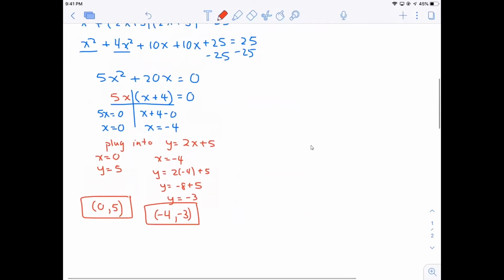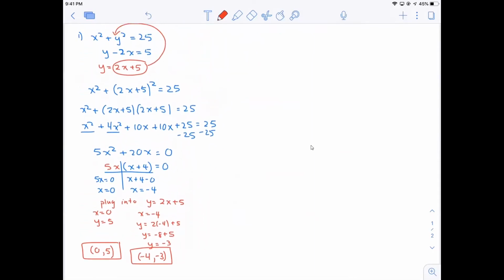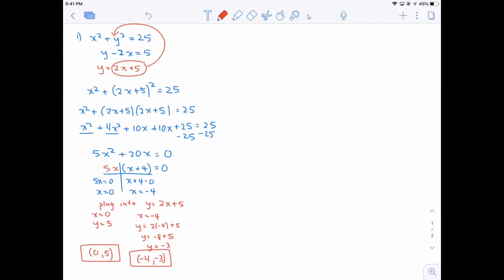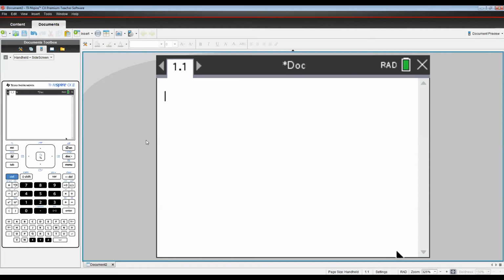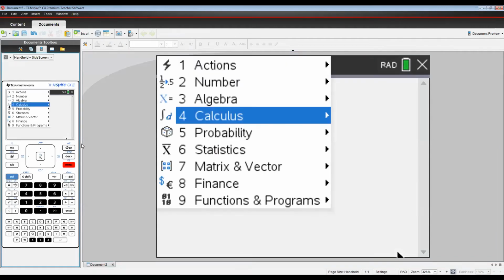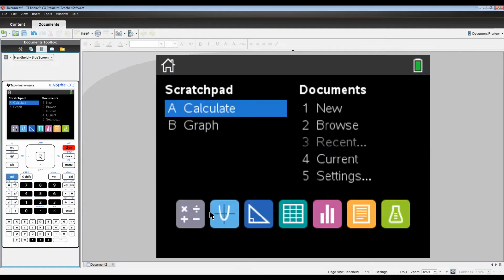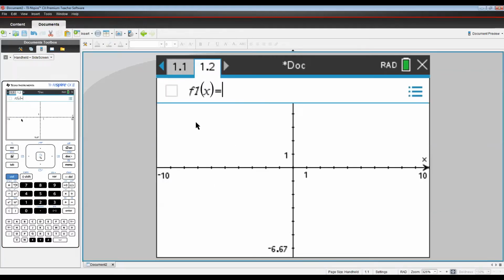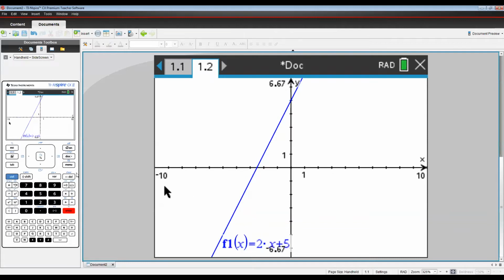All right, I also want to take a look at this graphically and just confirm our solutions on the graphing calculator. That'll be good practice, just graphing that stuff in. So let's take a look. On the calculator, we're going to hit the on button, sorry, and let's add a graphing page. I'm going to graph my linear equation first, so f of x equals 2x plus 5. There's my line. To graph a circle, hit the tab for another equation.